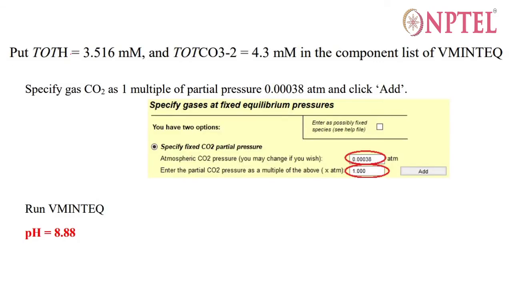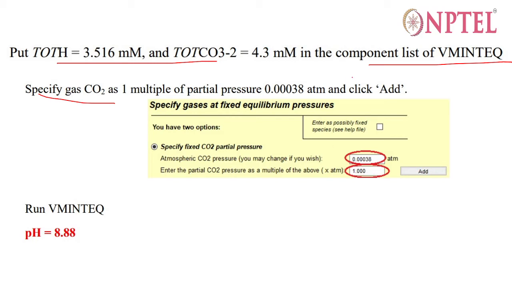That much you have to give as input. And in the components list give the input there. Just drop down that, put 3.516 millimolar there in case of hydrogen, H plus ions, then carbonate ions. There, write 4.3 millimolar there, and go to specify carbon dioxide gas. Simple thing, and then go for the multiplier or multiple of 1 of the partial pressure, right?